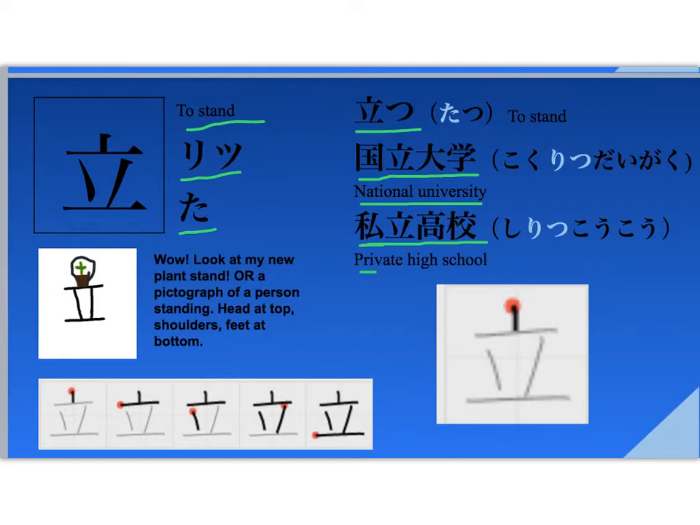And of course, this is a pictograph. My student assistant said, look at my new plaid stand. So that was one version. Or I like to think of it as a person standing with the head at the top, the shoulders, the feet at the bottom. And this is the stroke order. Ichi, ni, san, shi, go. These don't necessarily have to touch here, there's a space right there, but they should almost barely touch.